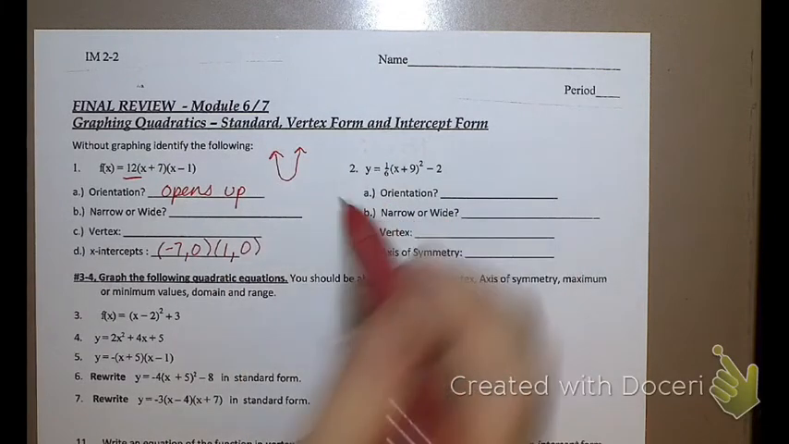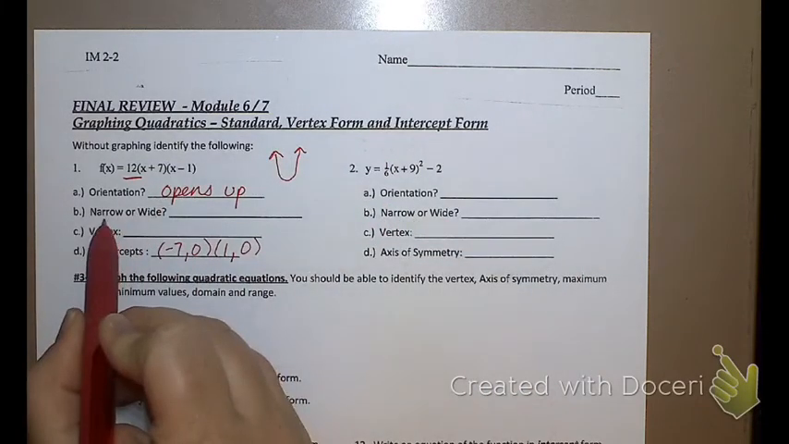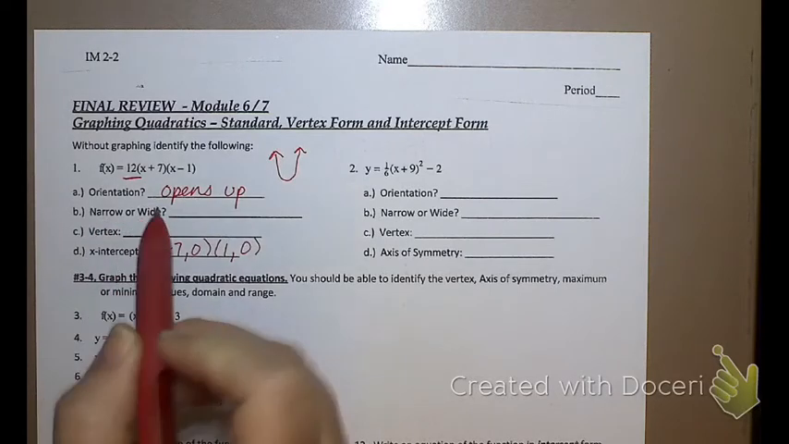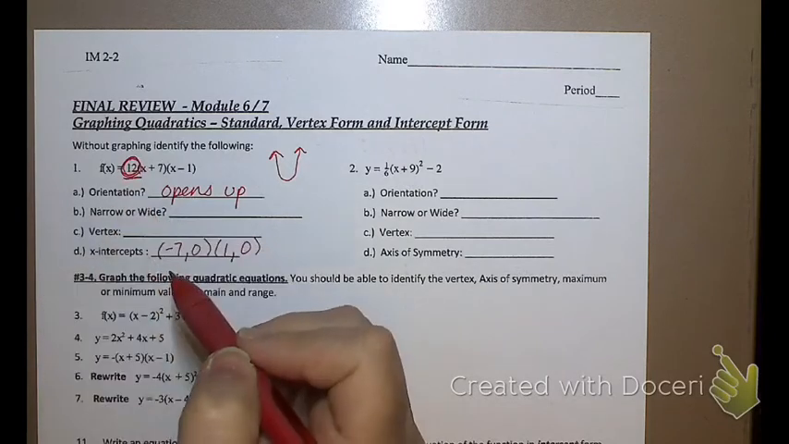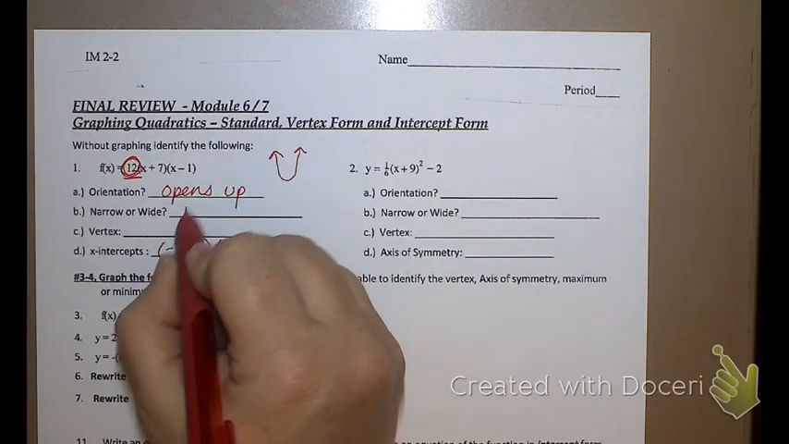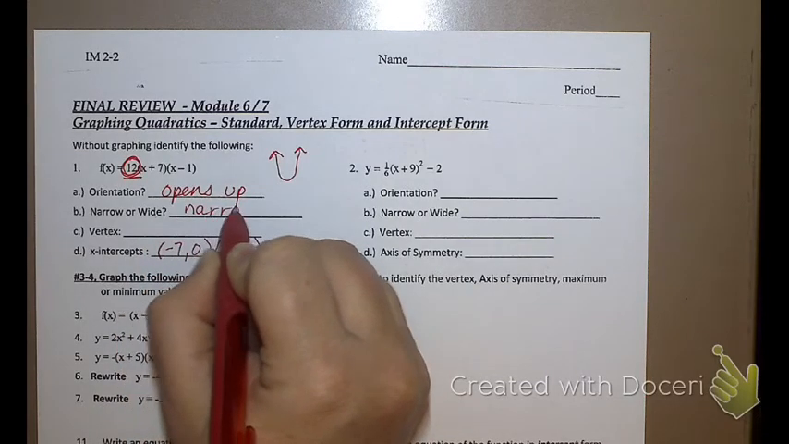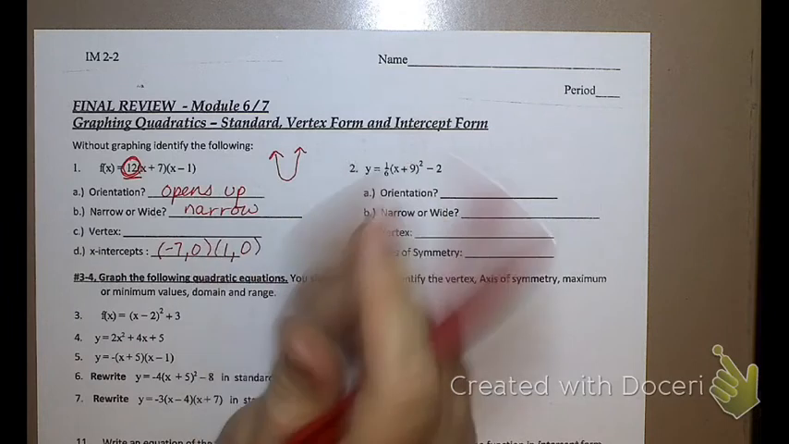Okay? We also discussed this idea of something being narrow or wide. And again, that all depends on this A value. If that A value is bigger than 1, what is it? When it is bigger than 1, it is narrow.